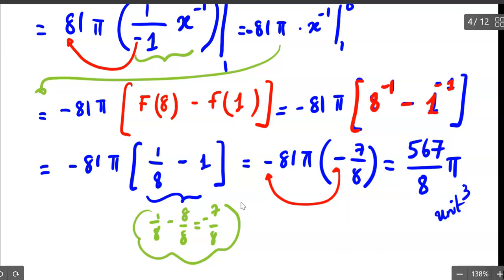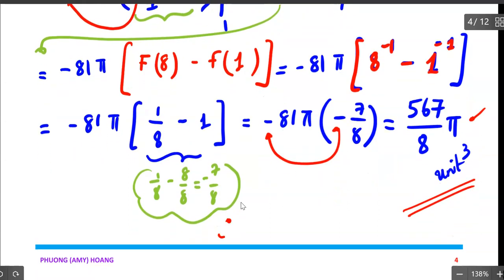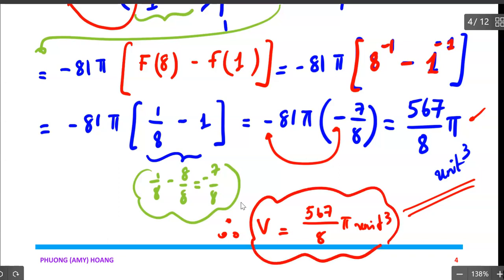Okay, so I recommend that everyone just leave the pi and just give me the answer like this. Okay, so therefore the volume of this shape could be equal to 567 over 8 pi unit cubed. Okay, so this answer is the exact answer. You don't have to divide it by 8 and multiply by pi and give me a decimal number. So this number is good here.